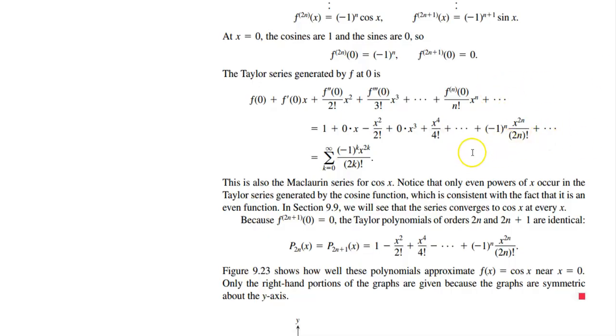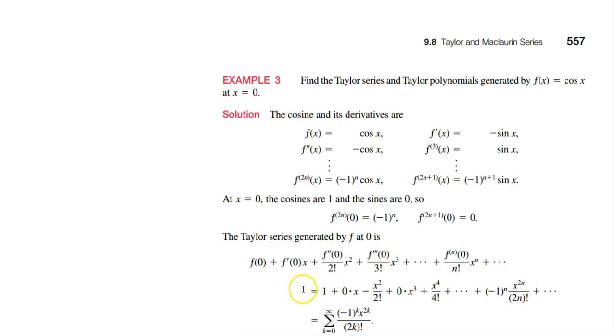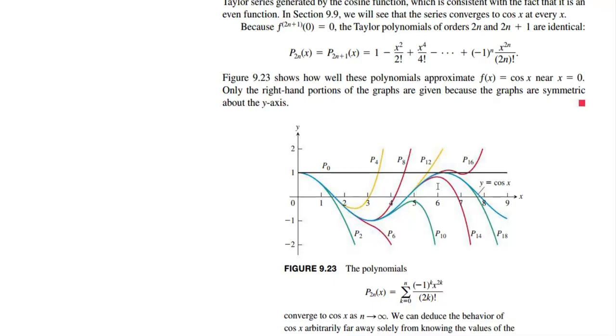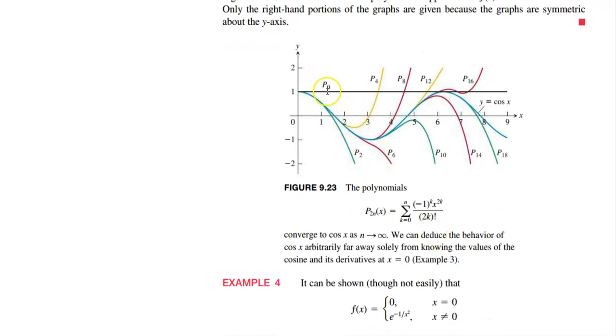Figure 9.3 shows how well these polynomials approximate f of x equals cosine of x near x equals 0. Only the right-hand portions of the graphs are given because the graphs are symmetric about the y-axis. Here's the figure right above here, right? And this is our P0, a straight line, right? And we see, right, that we have all of the even ones shown up here, right? Right, all these polynomials converge to cosine of x as n approaches infinity.